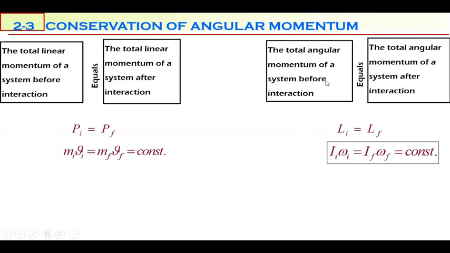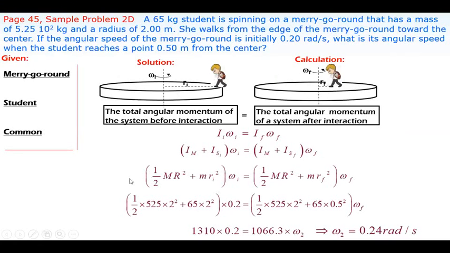When I say interaction, I mean changing the shape of the body, or walking on the merry-go-round, or sliding on an object. So before interaction and after interaction, total angular momentum is constant. That is, I initial omega initial is equal to I final omega final. Remember, if no torque acts on an object, its angular momentum is constant. It never changes. And I will make just one application about this.